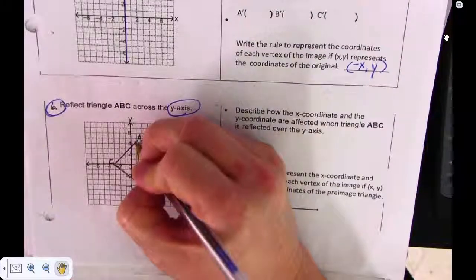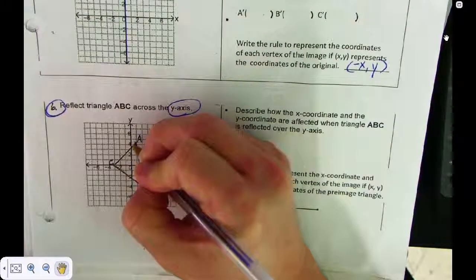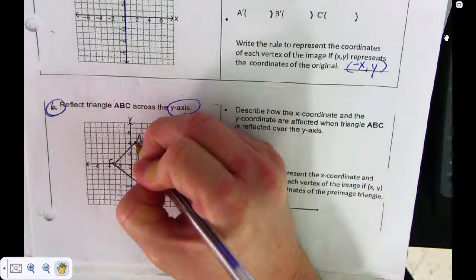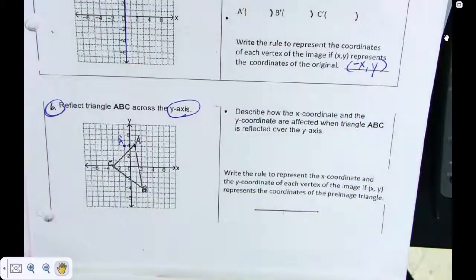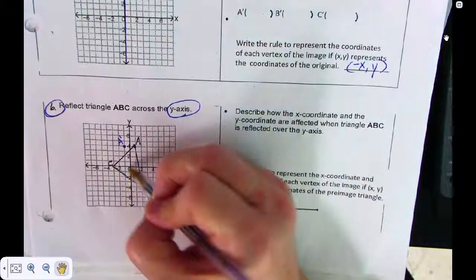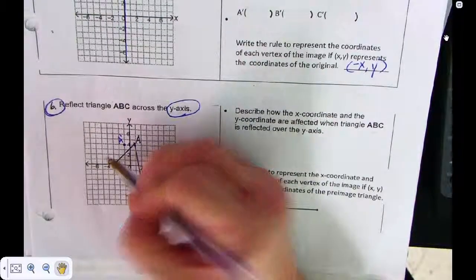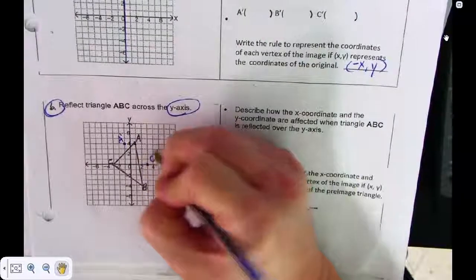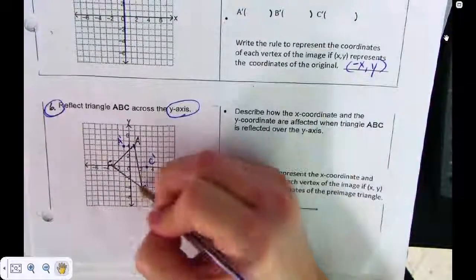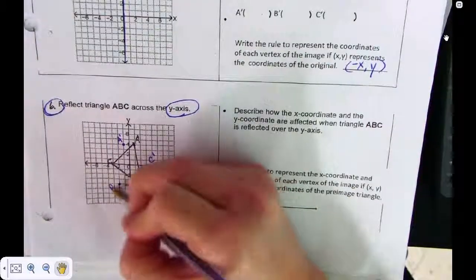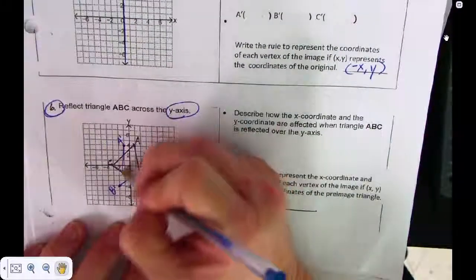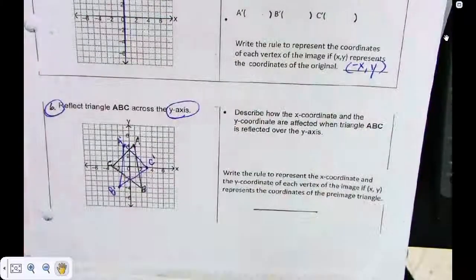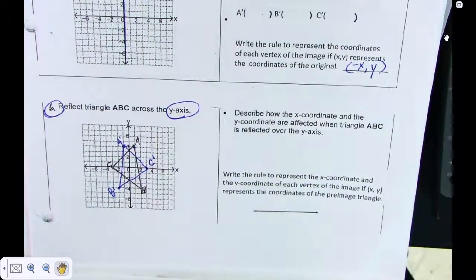So A is on this side. One away from Y. I'm going to put A prime, 1 to the left of Y. C is 3 to the left. I'm going to go 3 to the right. B is 2 away. I'm going to go 2 away. Then I'm going to draw my figure. I just reflected it over the y-axis.